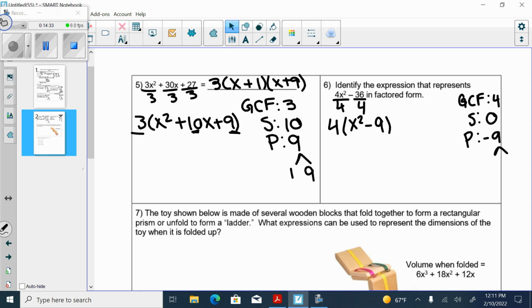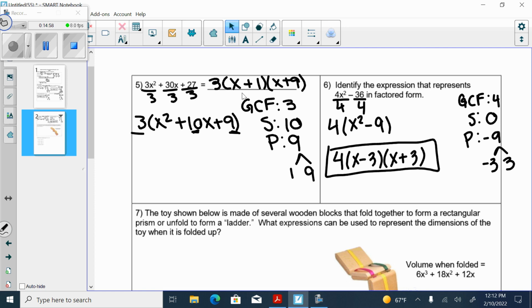Okay, so what multiplies to give me negative 9 and adds to give me 0? Good. So let's multiply to give us negative 9 and add to give us 0. So GCF in front, and then we'll have x minus 3 and x plus 3. Okay?